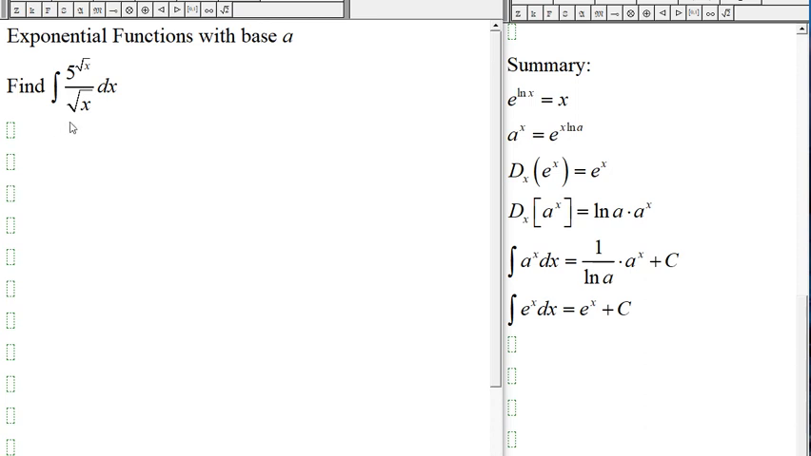Here we have the indefinite integral of 5 to the square root of x divided by the square root of x, and we want to find the antiderivative. And so first, let's go ahead and rewrite this. And so this is the same as this.